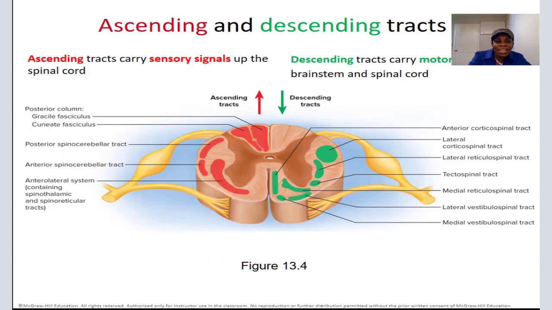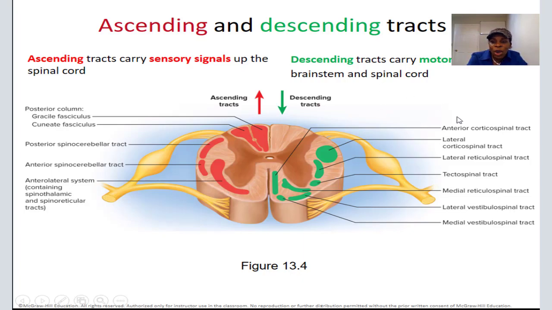Let's look at the ascending and descending tracts. If you look at this one, for example, the red one on the left is ascending. The posterior column, which we know is on the back, has two fasciculi. Fasciculus just means the tract, right? Gracile, which is like 85, and cuneate, 75 North, basically going north. It's just a tract where you have information going. Then you have a spinocerebellar, which tells you it comes from the spinal cord to the cerebellum, or anterolateral spinothalamic, from the spinal cord to the thalamus.